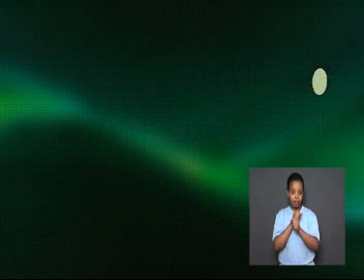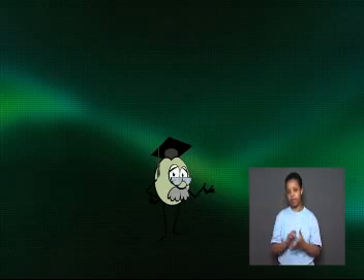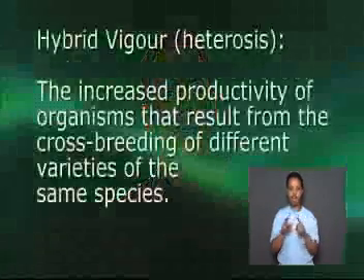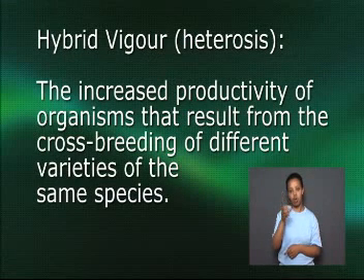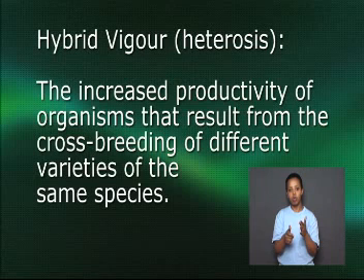Time's up. Let's get back to our lesson. Welcome back, students. I hope that you had a productive discussion. When two varieties of organisms of a species are crossbred, the hybrid has a greater number of genes that are heterozygous. Hybrid vigor is sometimes called heterosis because it is the result of increased heterozygosity.